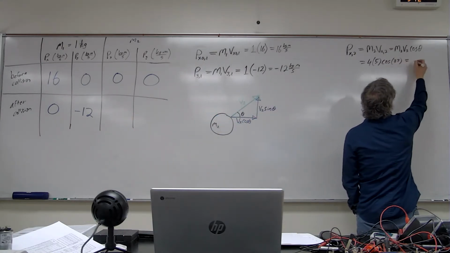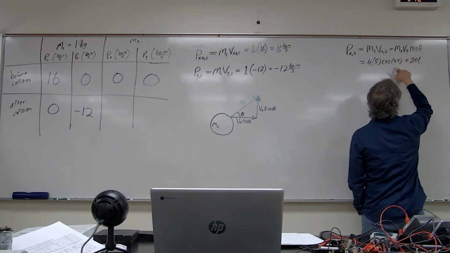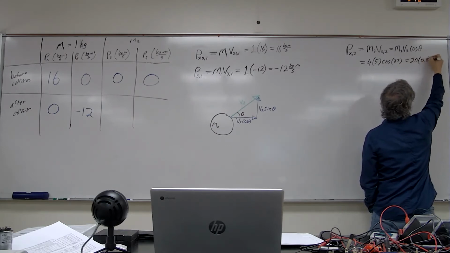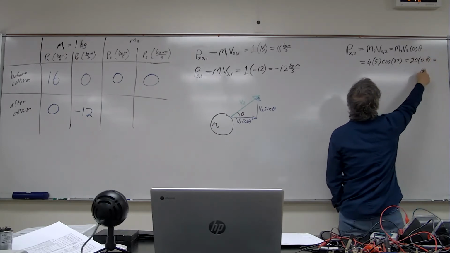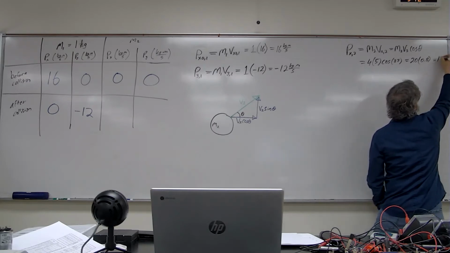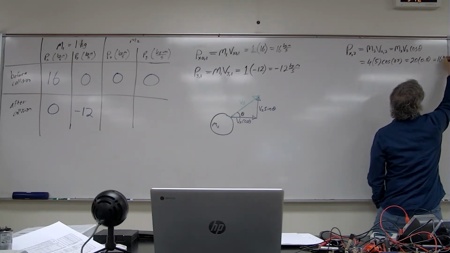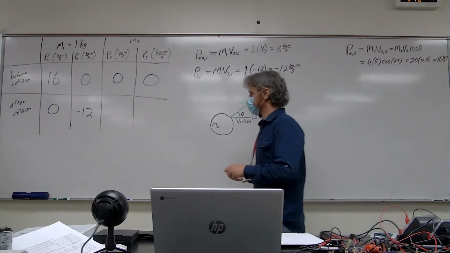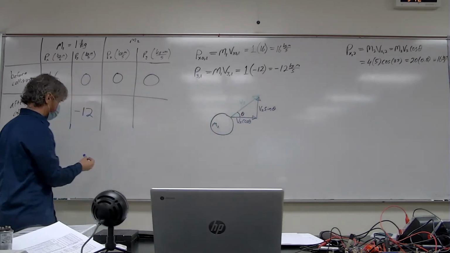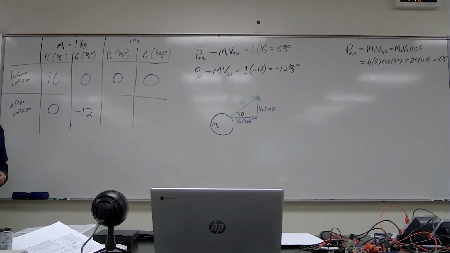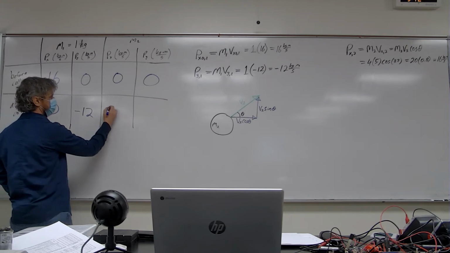So 4 times 5 is 20. Cosine of 37 is approximately 0.8. 20 times 0.8 is 16 kilogram meters per second. Doesn't that make sense? 16.